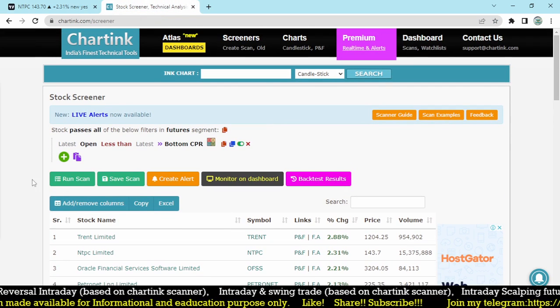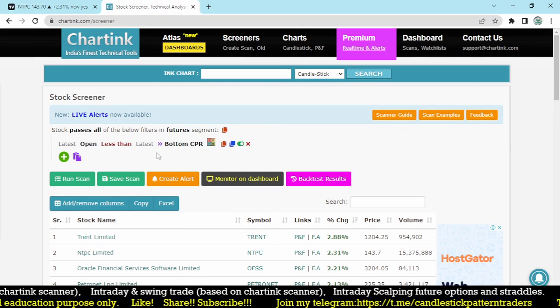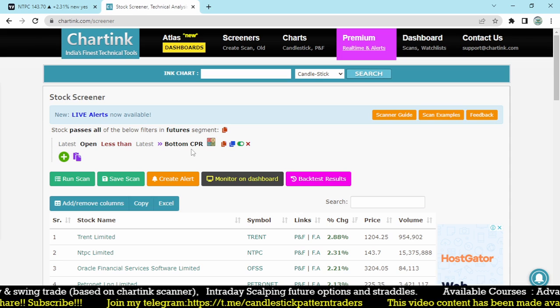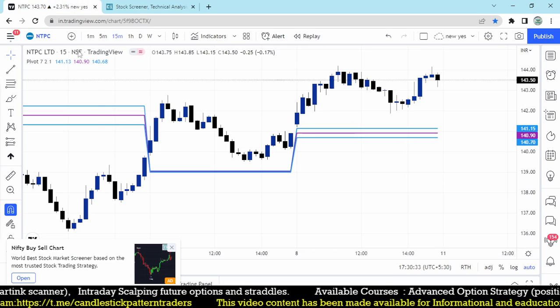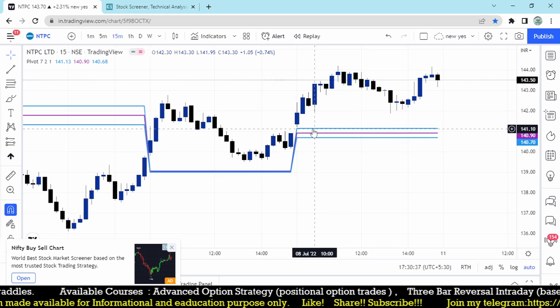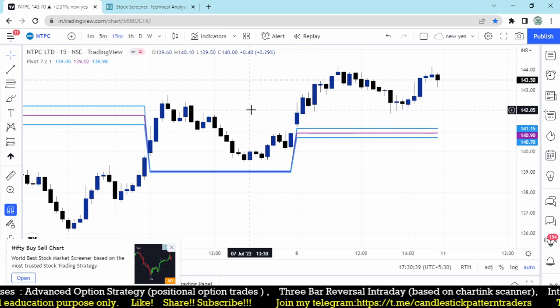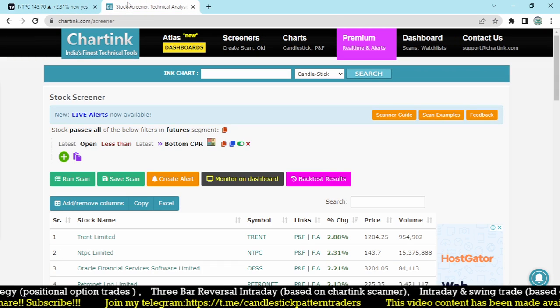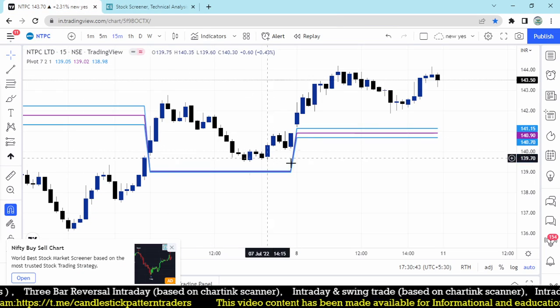Something is missing here. The latest open must be less than the latest bottom CPR. Where is the bottom CPR, the BC? It must be less than. It is NTPC. The date, okay, we'll check it out. NTPC.